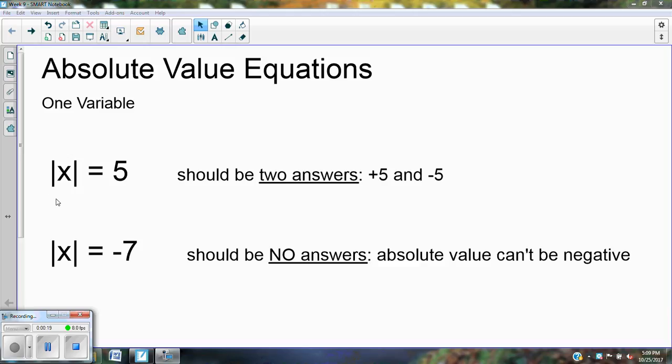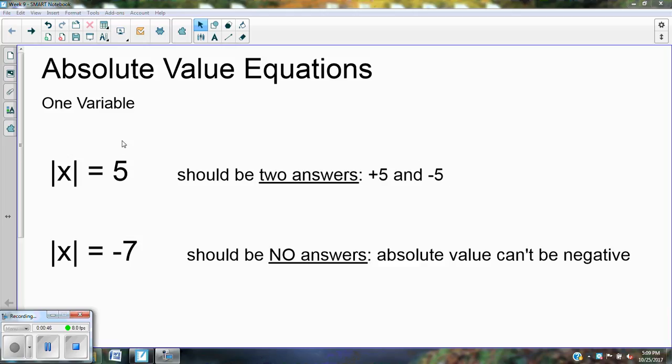Now, we've seen absolute value things before, so if I say something like the absolute value of x equals 5, it should come pretty natural to us that there's supposed to be 2 answers there, right? It could be either positive 5 or negative 5. If you plug them in, the absolute value of positive 5 or the absolute value of negative 5, both of those will equal 5.